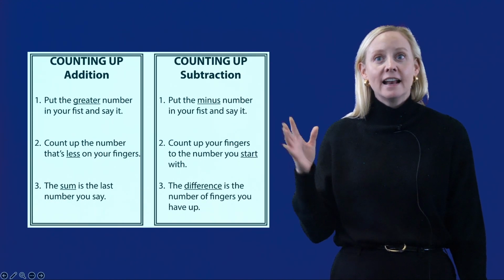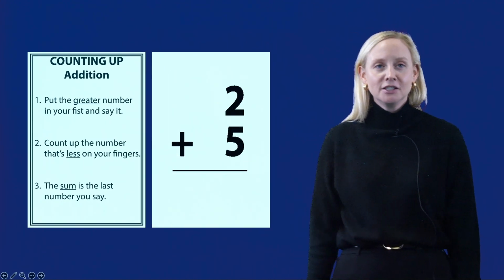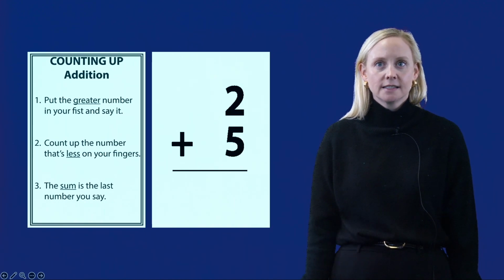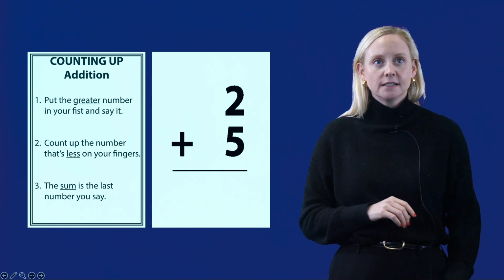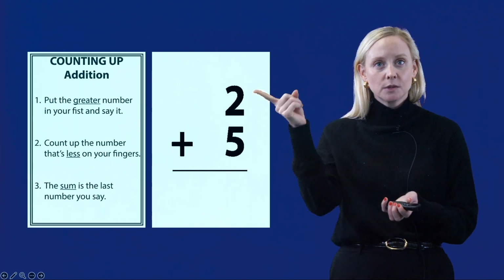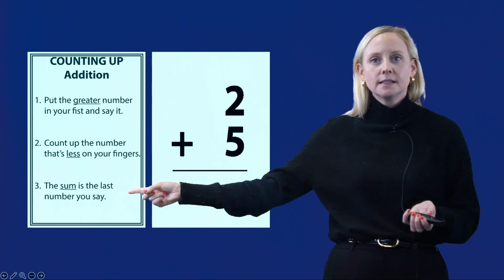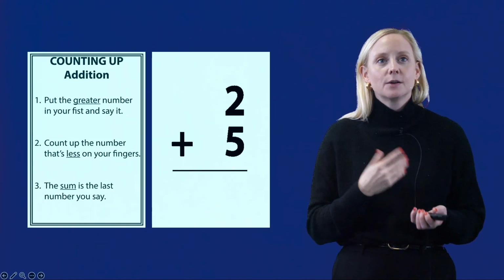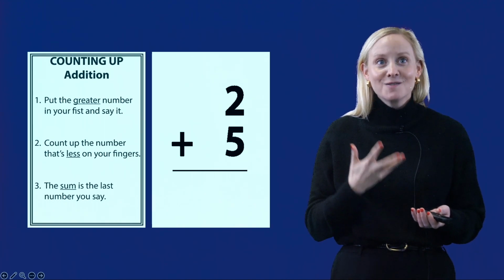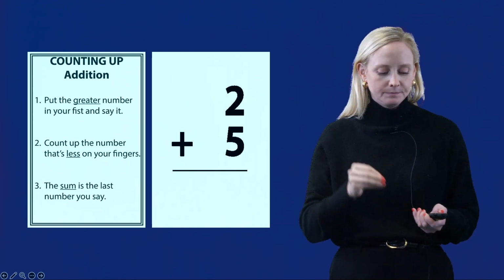So let's take a look at each of those in more detail. So here for counting up addition, if we had the number sentence 2 plus 5, it would look like this. I'm going to put the greater number in my fist and say it. The greater number is 5. 5. I'm going to count up the number that's less, which is 2, on my fingers. 5, 6, 7. The sum is the last number you say. So the last number I said was 7. So if we were going to do this all together fluently with no breaks, it would look like this. 5, 6, 7. My sum is 7.